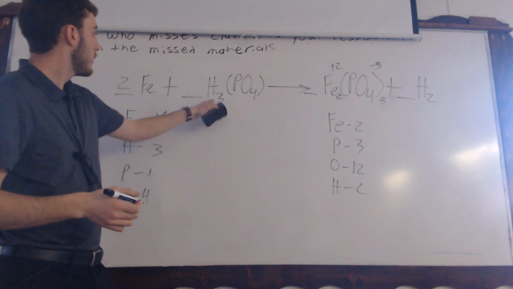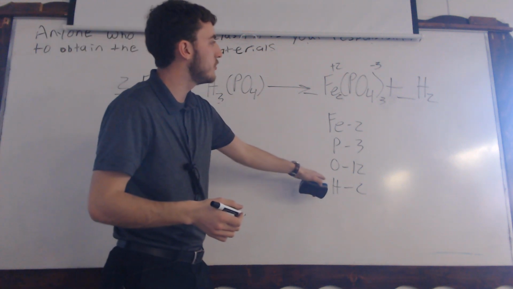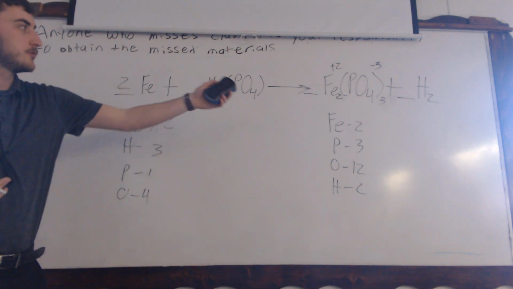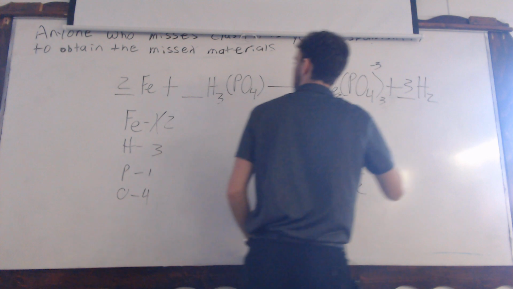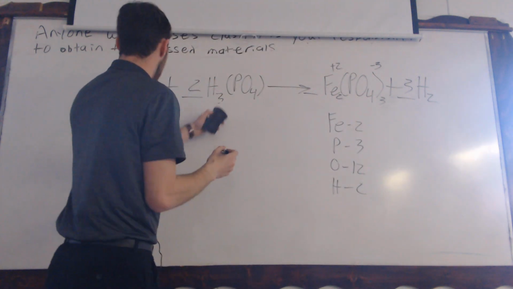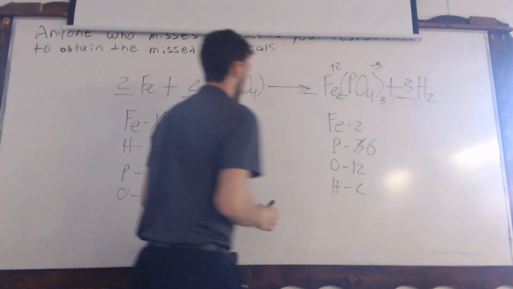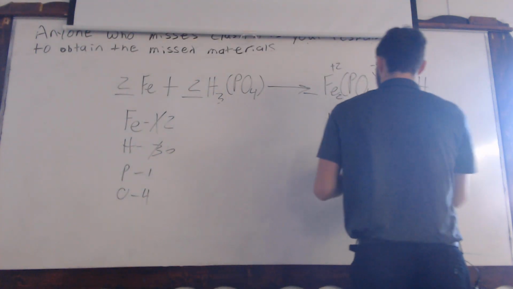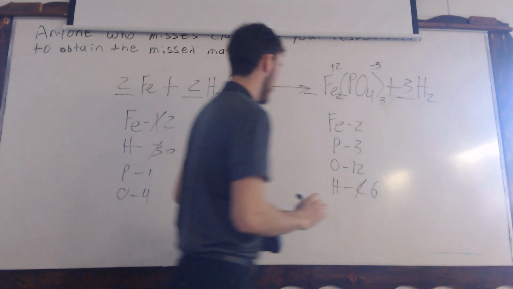Let's move to hydrogen. I've got 3 hydrogen. How many hydrogen over here? I've got 2. Well, I got to get 6. There's no way to get a 2 to a 3 or a 3 to a 2, so let's make it 6. Let's go 3 over here and a 2 over here. So now I have 6 hydrogen on both sides. That makes sense. Okay. So 6.